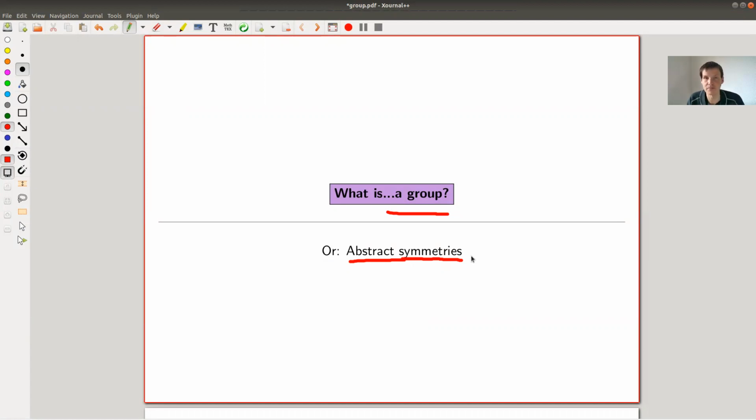Symmetries turn up in arts, in physics, in nature, and so on. So a good solid foundation in mathematics to study symmetries is something people really, really want and something we should really aim to get. And the theory of groups is a good start. So let's just jump right into it.